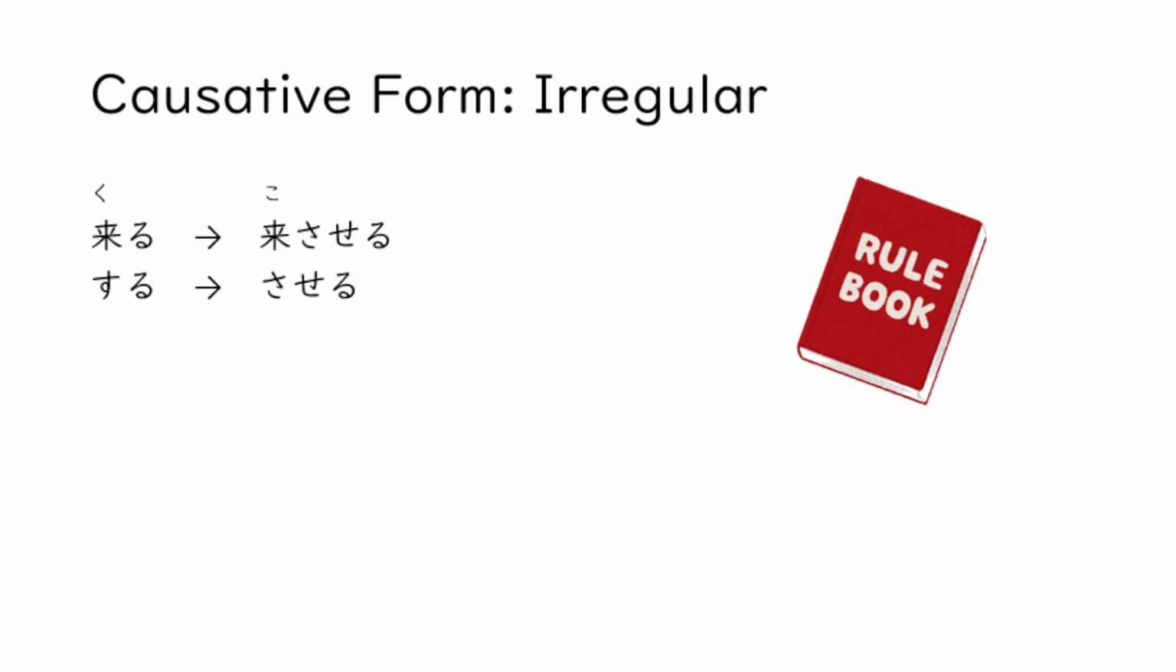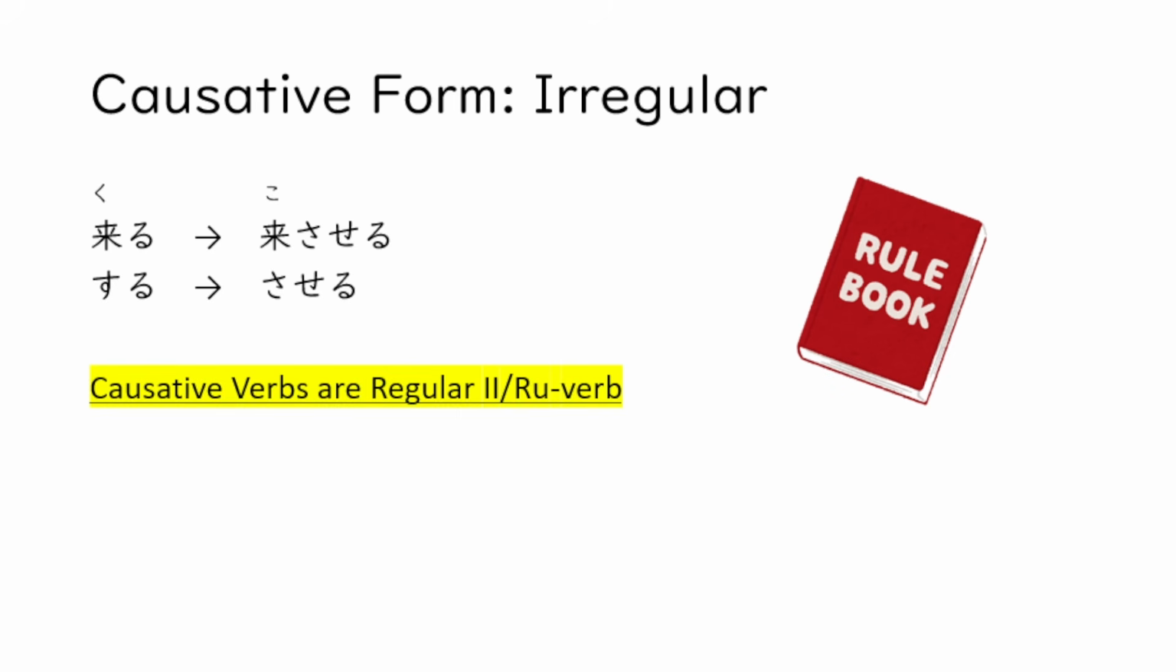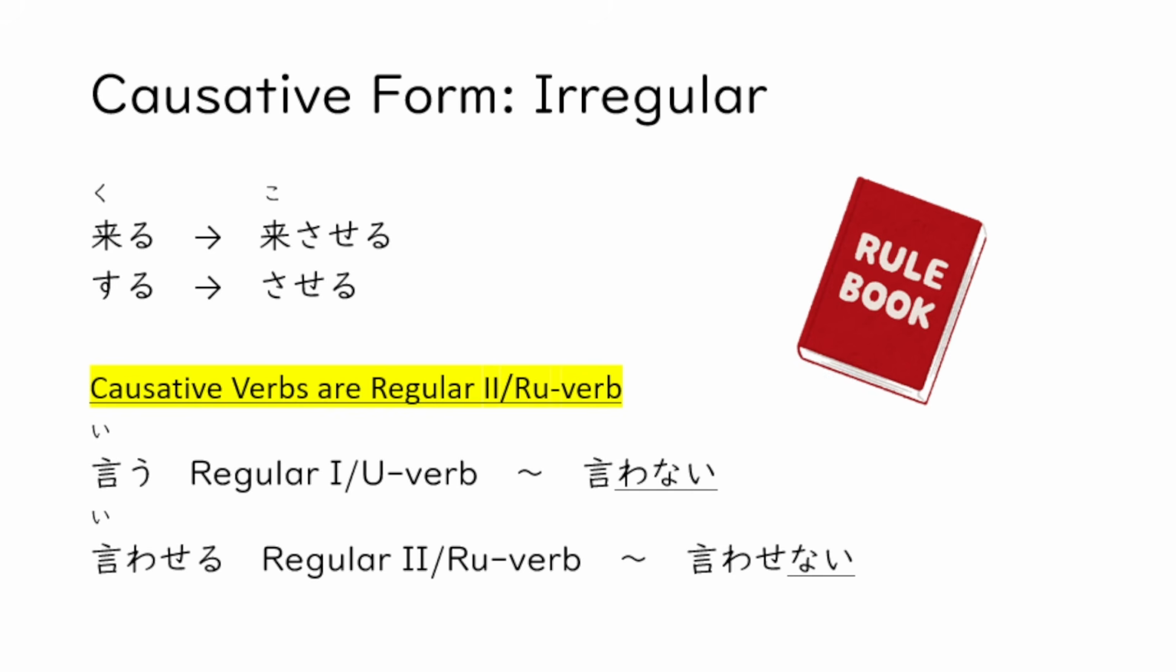Many learners often get confused, but when the verb takes another form, it also changes the verb type. Whenever you turn a verb into the causative form, it becomes a regular two or Ru-verb. Let's look at an example. The verb iu is a regular one or U-verb. So its negative form is iwanai. But when you change it into the causative form, it becomes iwaseru, and now it's a regular two or Ru-verb. So naturally its negative form becomes iwasenai.